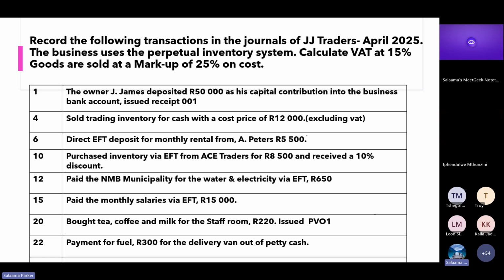And then again, I told you the source document will guide you: petty cash voucher. So we know that this transaction must go into the petty cash journal. Okay, we bought tea, coffee, and milk. And then we did payment for fuel, also out of petty cash. So those two transactions will go into our petty cash journal. Okay, very, very important. But also, what did I tell you regarding Learning Unit 3?